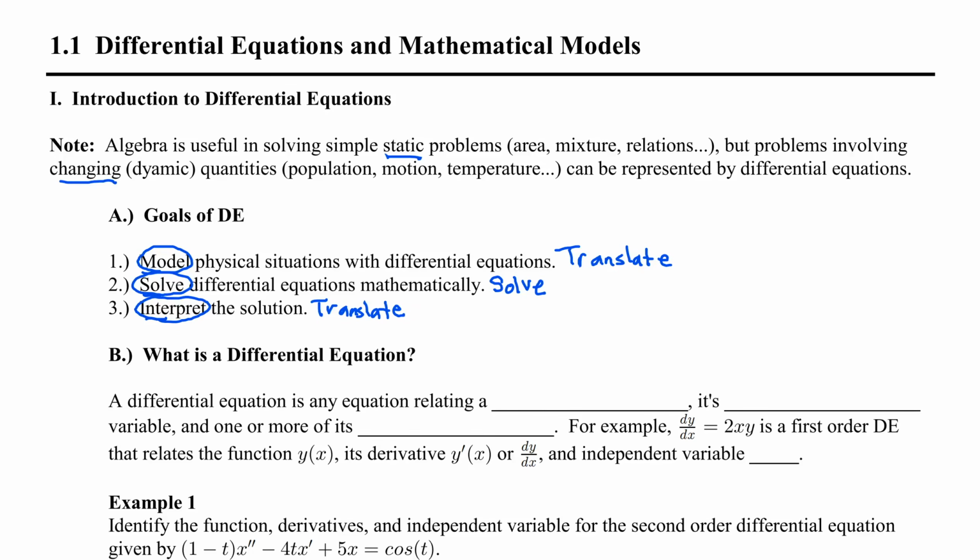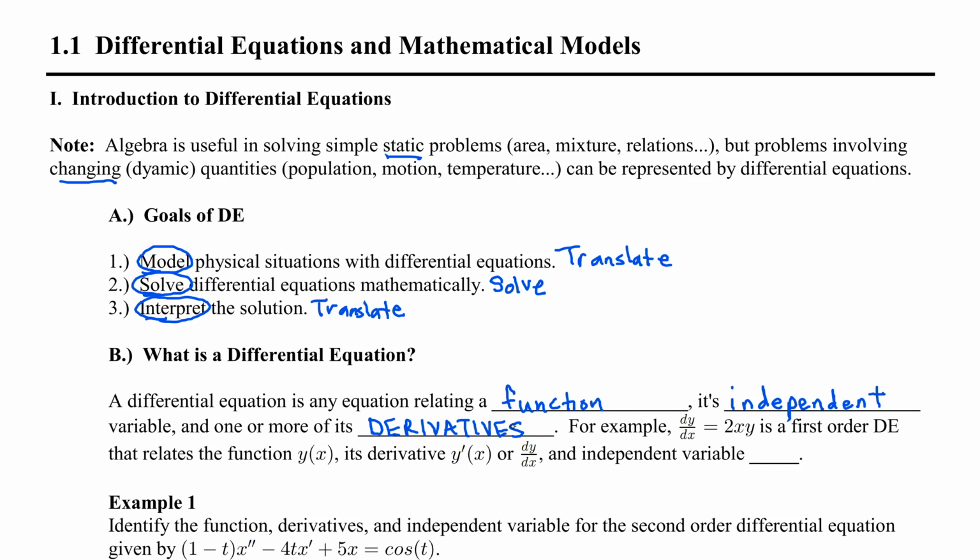So what exactly is a differential equation? A differential equation is any equation relating a function, its independent variable, and one or more of its derivatives. The key here is that the equation contains a derivative. They're very easy to spot because you'll recognize notation for a first or higher order derivative within the equation.